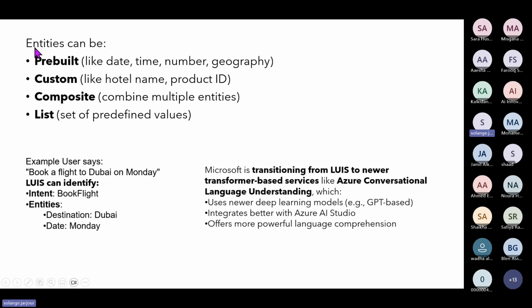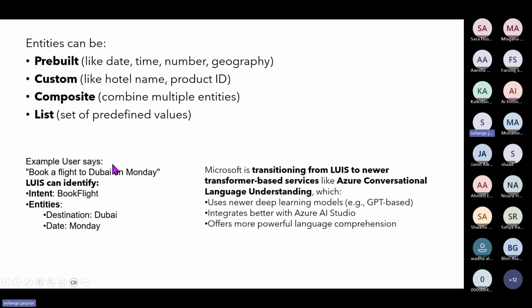Sometimes we have a lot of pre-built entities like date, time, number, and geography. Sometimes we do some customization where we enter, for example, hotel name or product ID. Sometimes we combine them, and we can also list them. All of these options are available within LUIS. Now let's go to an example.